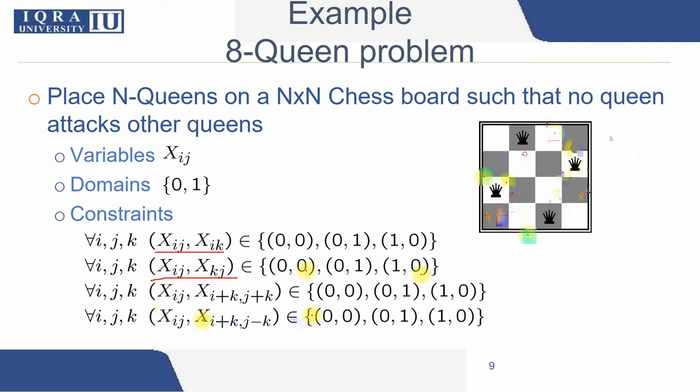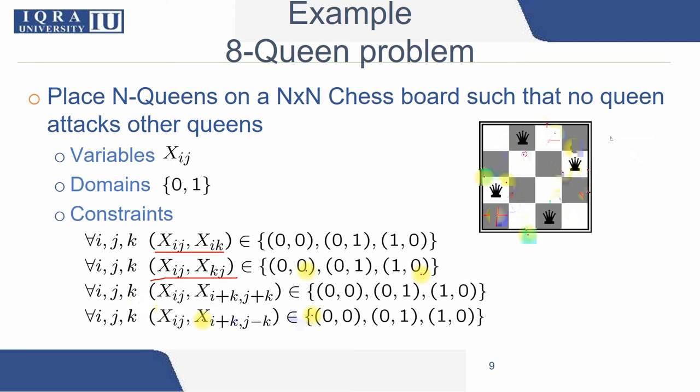And one other thing: now you want all the queens on the board, so the number of queens on the board should be n. We do not want more than n queens on a board because it is an n queen problem. Now you can see that this formulation works, but it is a bit more cluttered. It requires more constraint checking.